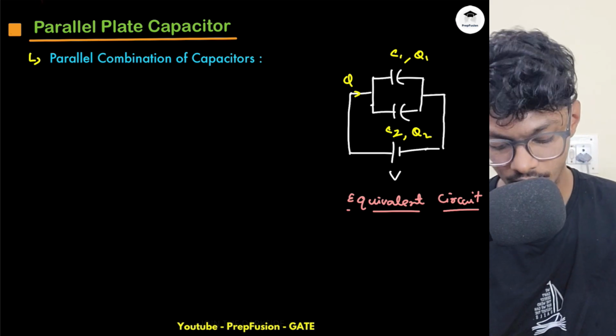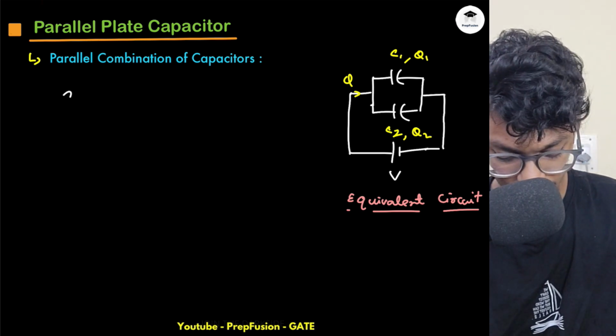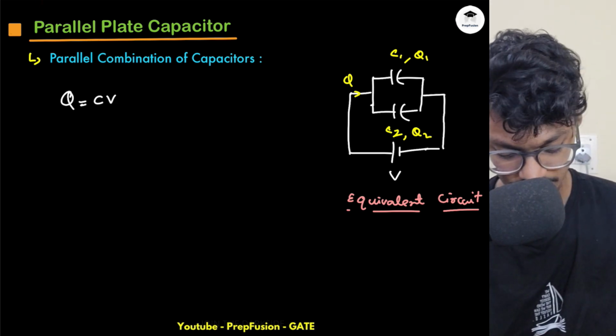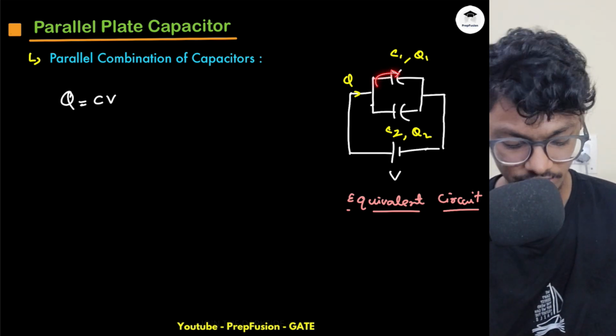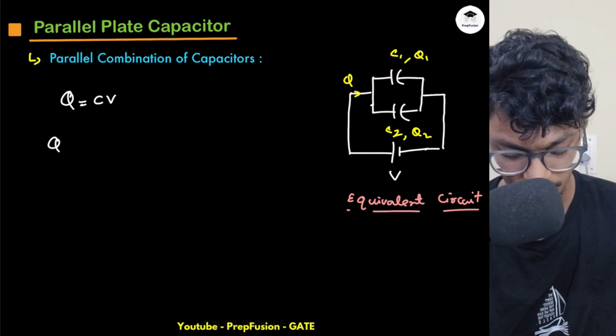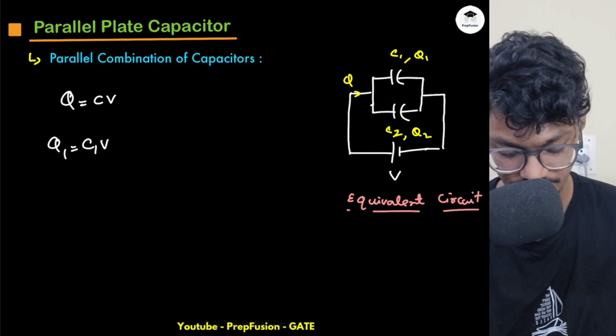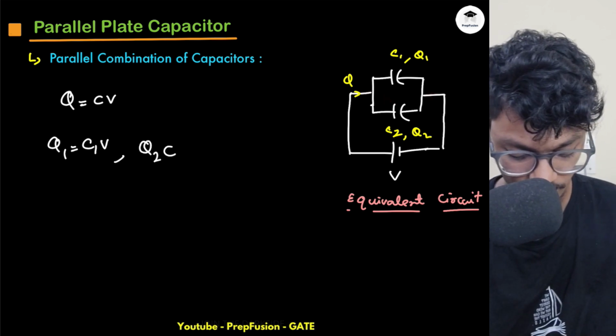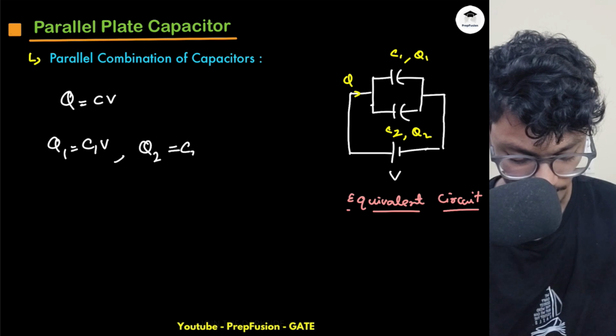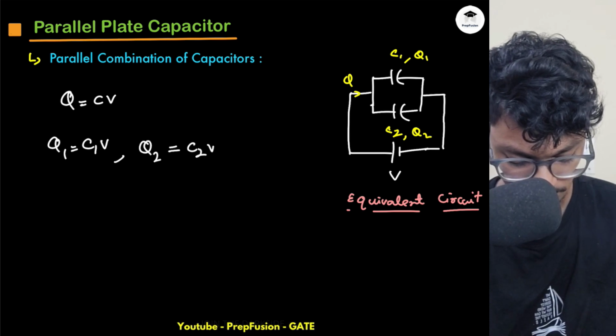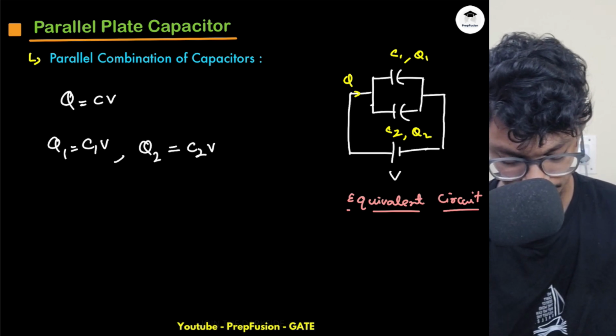That is also a good way to look at it: my total charge is q equal to c times v, right? But through here q1 charge flows, through this capacitor q2 charge flows. So q1 equals c1 times v, because the potential difference is the same, it does not change. And for the second one, q2 equals c2 times v.